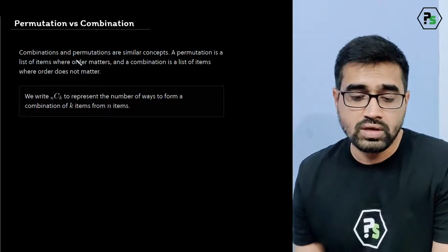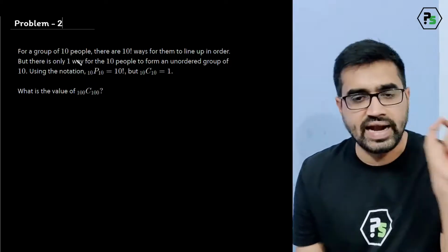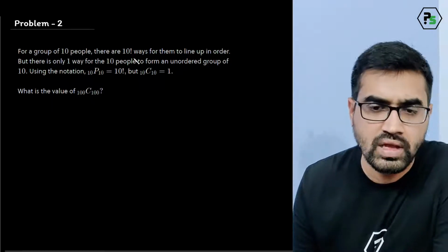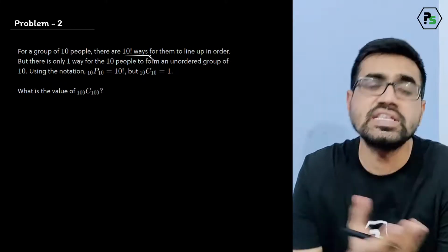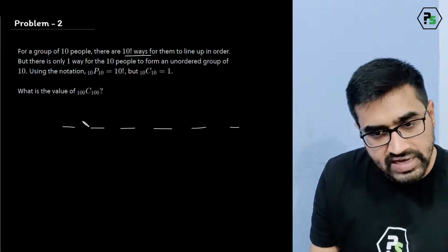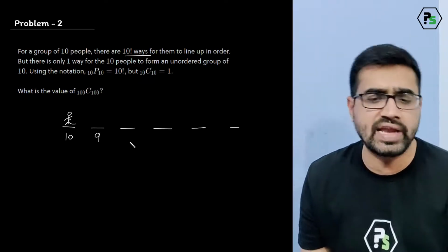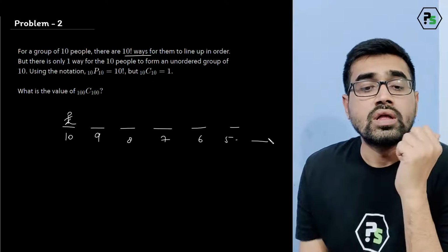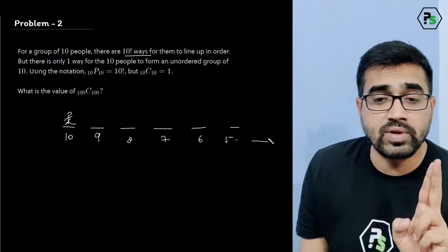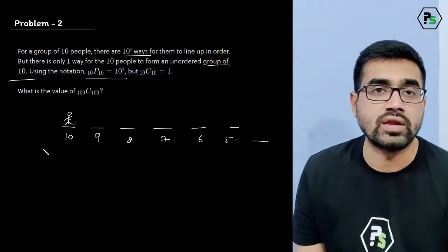Now let me explain this next part, which will help you understand that thing. Let's say there are 10 people and we say that we can line up in 10 factorial ways. Correct, because if the 10 people have to be arranged in a line, the first place can be filled in 10 ways, the next in 9 ways, then 8, then 7, then 6, and so on. But there is only one way for the 10 people to form an unordered group. So we say 10P10 is 10 factorial.